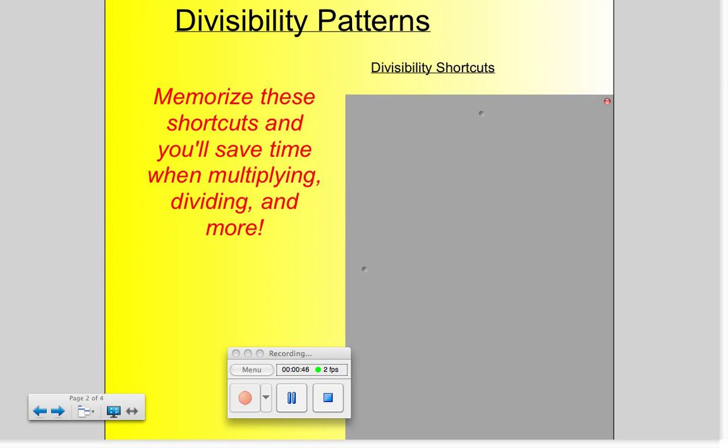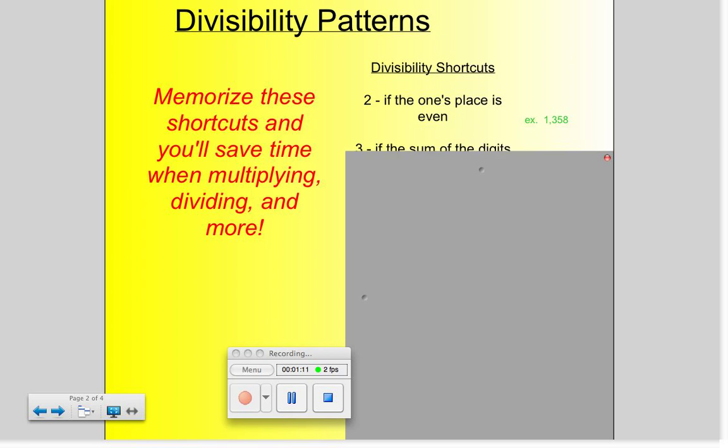The first one is figuring out if a number is divisible by 2, and it's one of our easier shortcuts. You just have to make sure that the ones place is even. So in my example here, you can see that 1,358 ends in an 8. That's the ones place. 8 is an even number, therefore 1,358 is evenly divisible by 2.